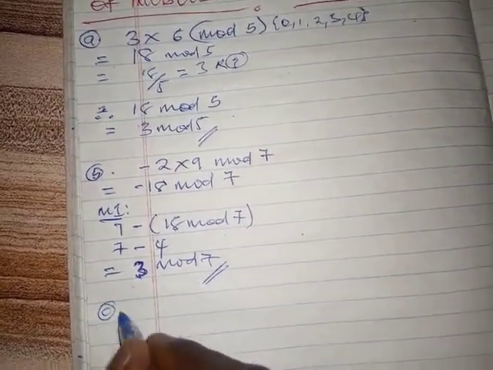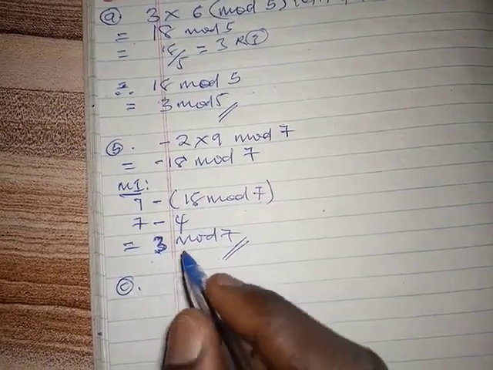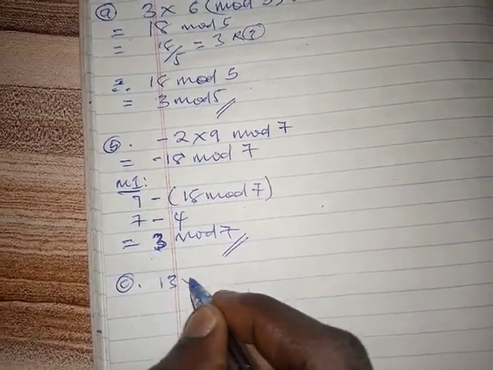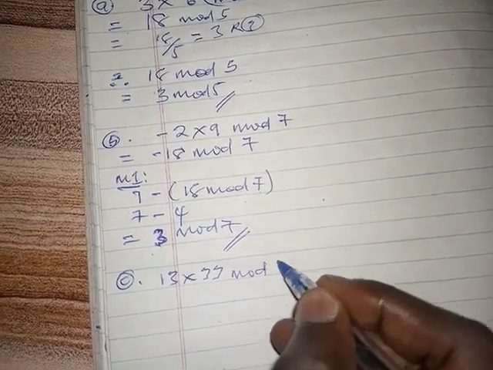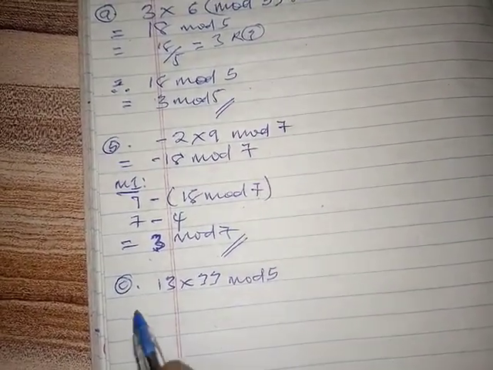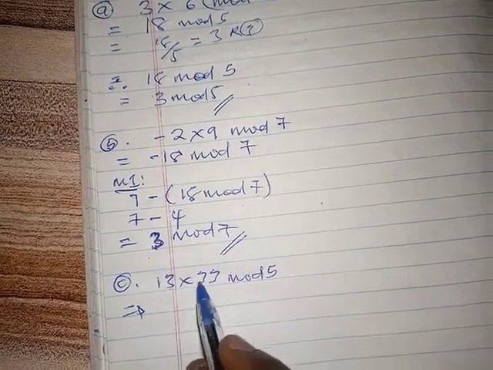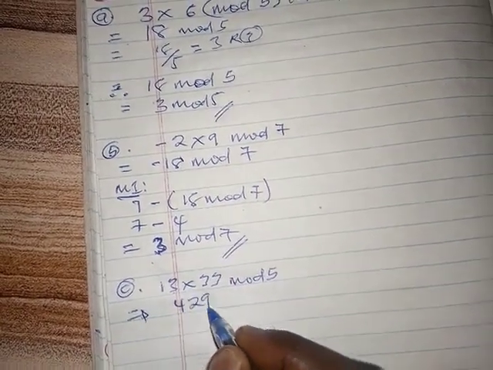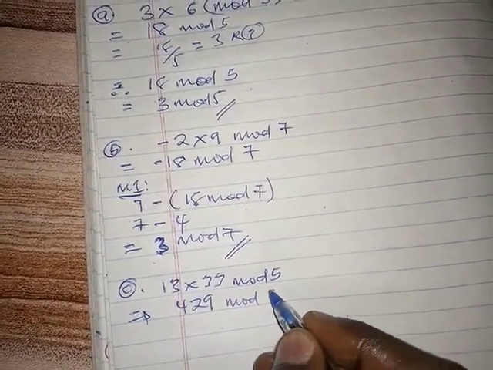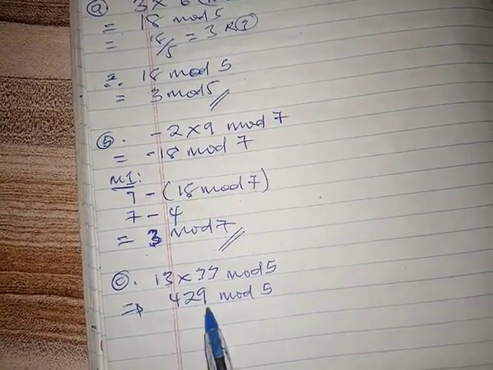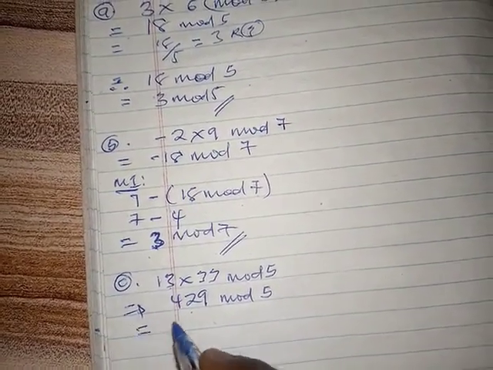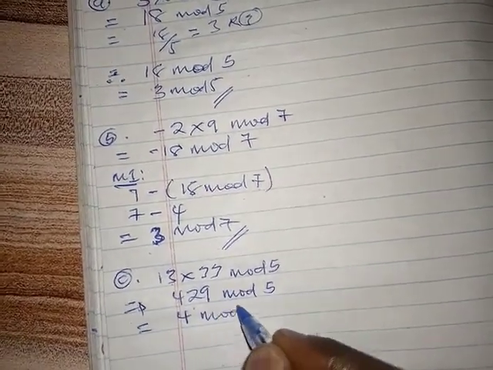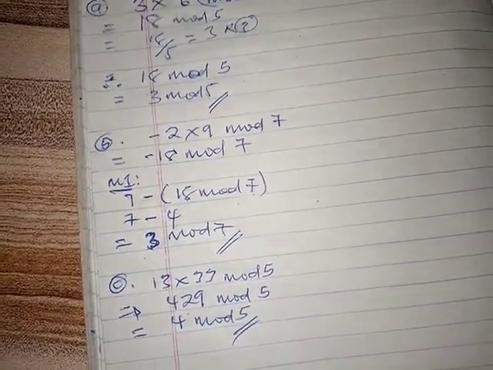Okay, the next example we are going to consider is 13 times 3 mod 5. 13 times 3 is 39, and 39 mod 5. 39 divided by 5, we are going to get a remainder of 4. So 4 mod 5 is the answer.